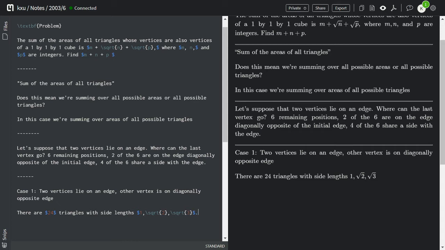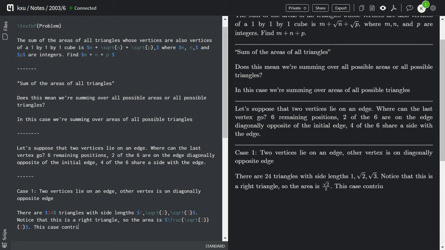And we can use Heron's formula, or notice that this is a right triangle, so the area is root 2 over 2. And this case contributes an area of 12 root 2.